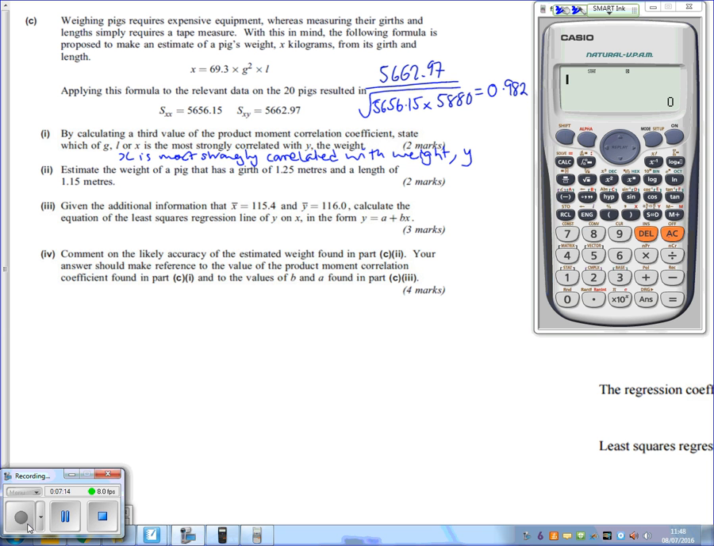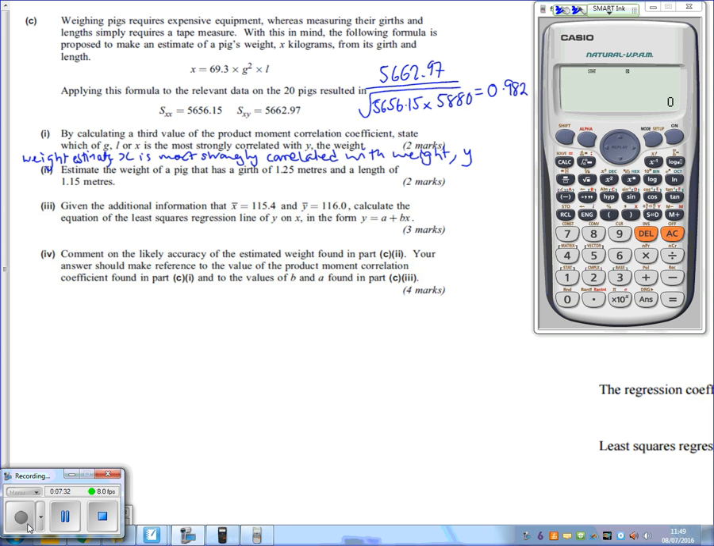So I haven't said what X is here, so I'm going to put that in here. The weight estimate. So just making sure I'm including the context of the question in my answer.